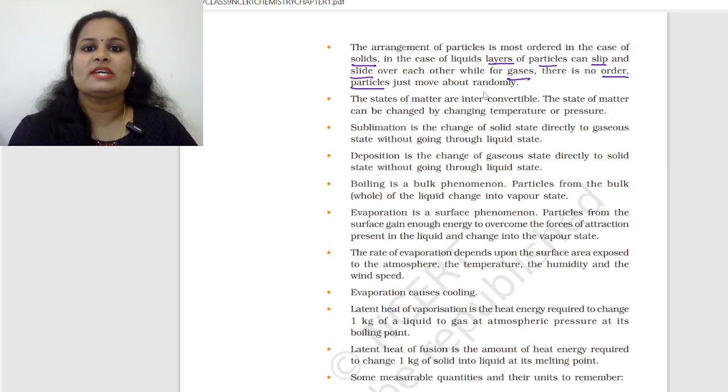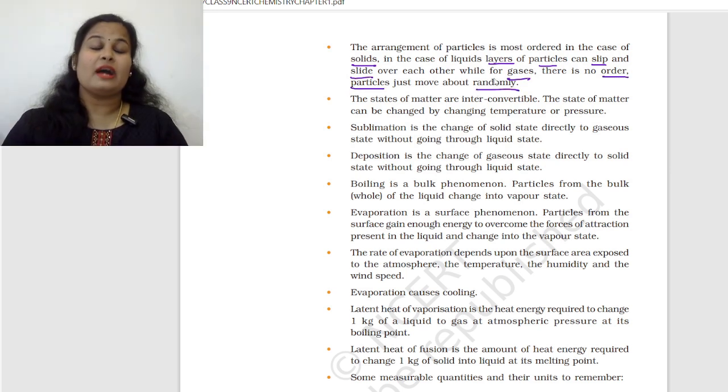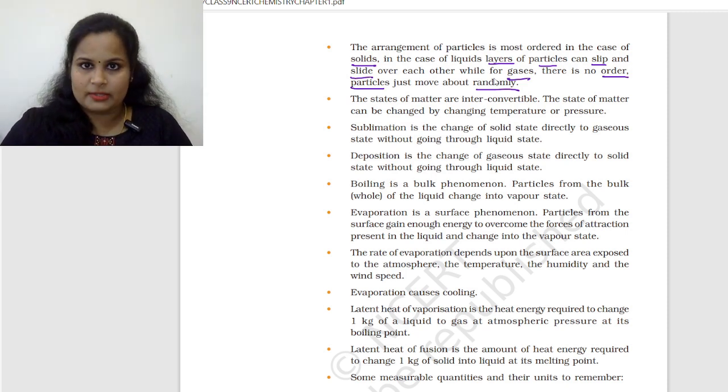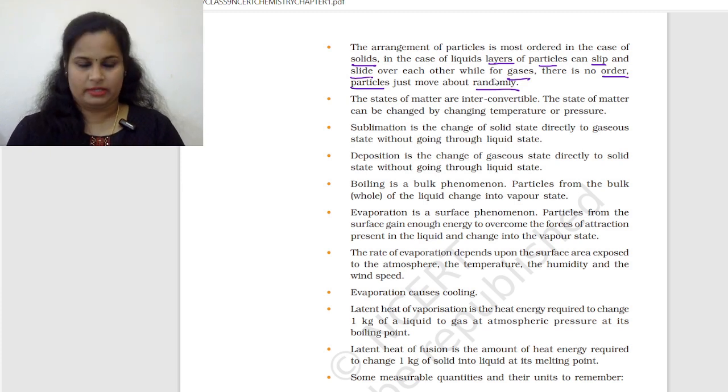The particles just move about randomly. They are free enough to move randomly. I hope this point is very much clear. So the particles in solids are very neatly packed. In liquids, the particles are able to just slip and slide over each other. And the last one, very free random movement of particles is possible in the case of gases.